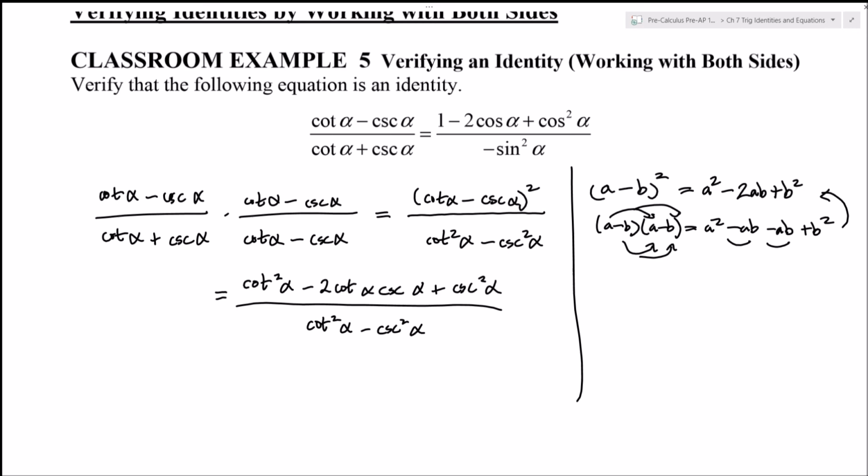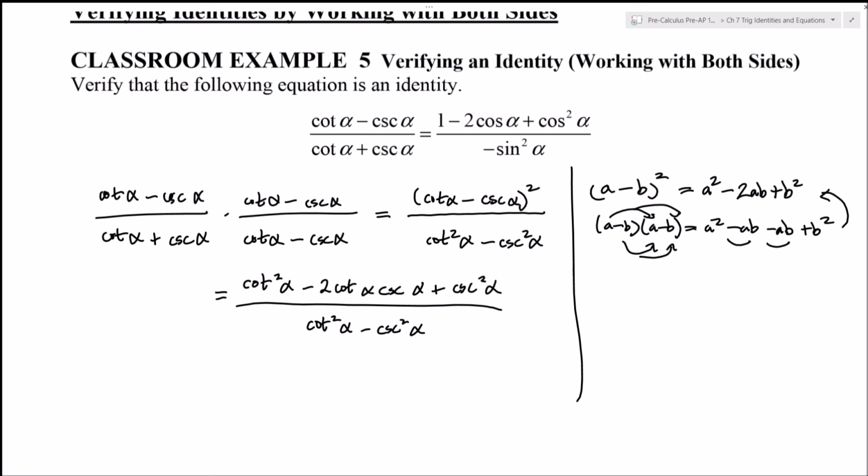So if you compare those two fractions, cotangent squared alpha minus 2 cotangent alpha cosecant alpha plus cosecant squared alpha is supposed to be corresponding to 1 minus 2 cosine alpha plus cosine squared alpha. On the bottom, we have a negative secant squared alpha, which might be a little more confusing as to where that's going to come from. But let's see.